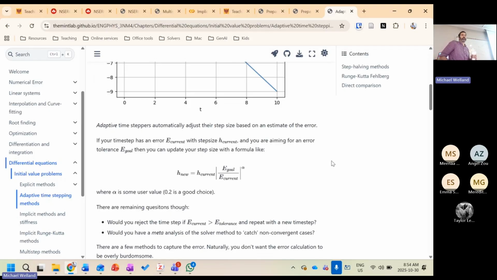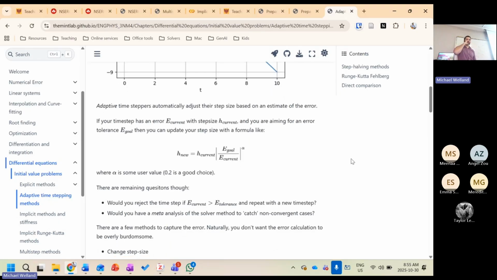Okay. Adaptive time steppers automatically adjust their step based on some kind of estimate of the error. Estimate of the error is a very loaded question. We spoke about how you estimate error before. There are the more formal methods, right? Relative tolerance, absolute tolerance, that fun stuff. And then there are the more heuristic methods, I would say. But let's talk about them.